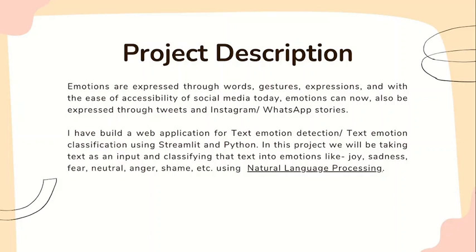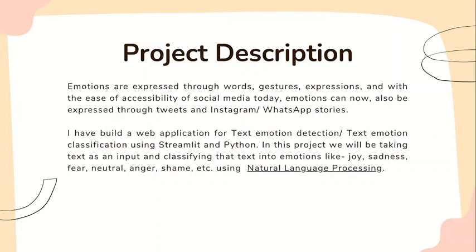Emotions are expressed through words, gestures, expressions. And with the ease of accessibility of social media today, emotions can now also be expressed through tweets and Instagram or WhatsApp stories. So here I have built a web application for text emotion detection or text emotion classification using Streamlit and Python. In this project, we will be taking text as an input and classifying that text into emotions like joy, sadness, fear, neutral, anger, shame, etc.